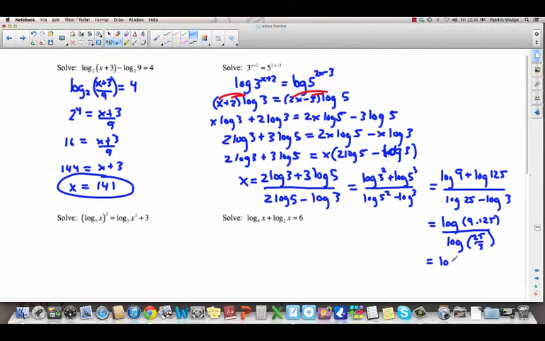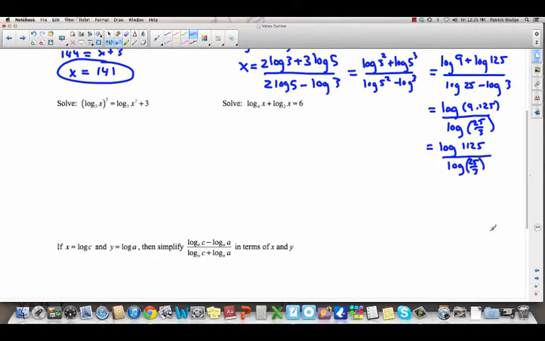So you'd end up with the logarithm of 9 times 125, which is 1,125, divided by the logarithm of 25 divided by 3, which is 8.3 repeating. I'm just going to keep it as 25 over 3. Okay, that's another way you could do it. You could pick up your calculator and type log 1125 over log 25 over 3, or, and now I'm just kind of showing off, you could use the change of base formula and say log base 25 over 3 of 1,125.